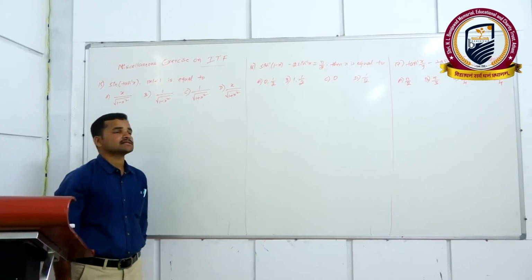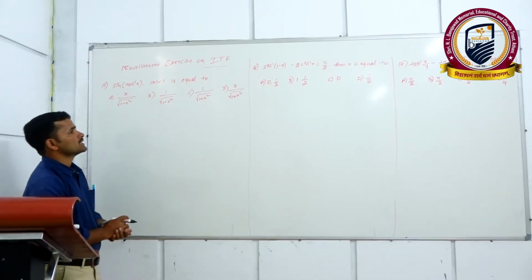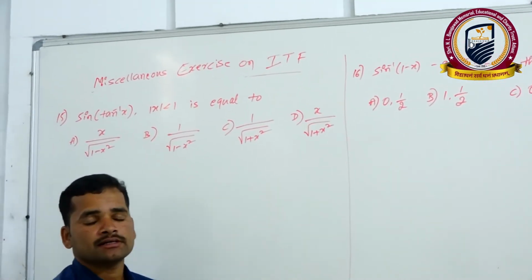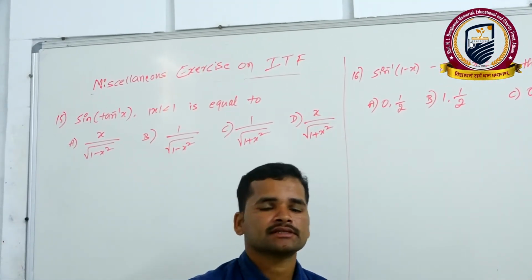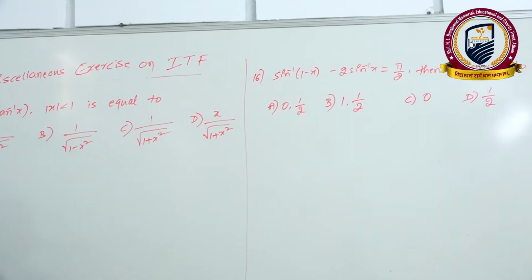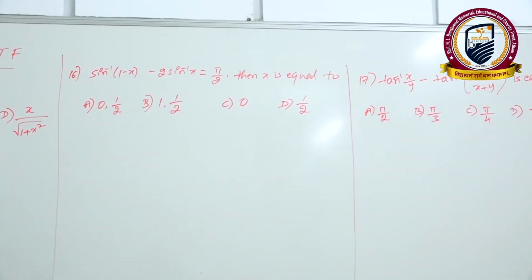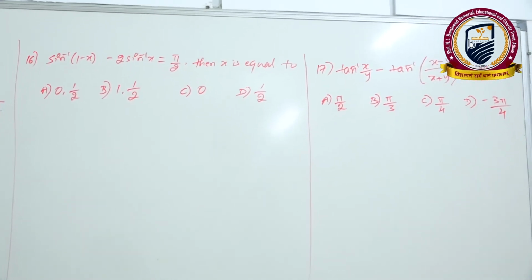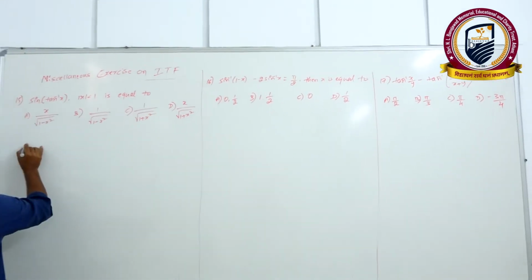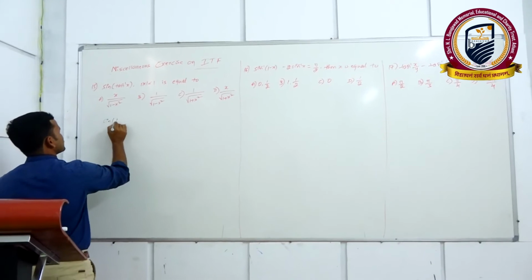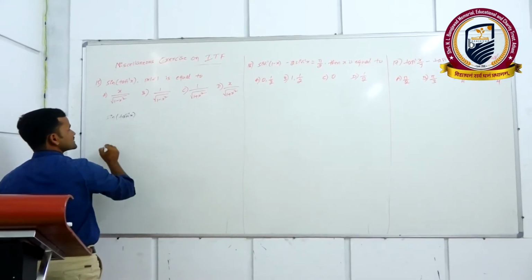Miscellaneous exercise on the inverse trigonometric functions. The 3 MCQs are given here in the miscellaneous exercise. We will solve all of them. First one, sine of tan inverse of x is equal to what? Very simple it is.